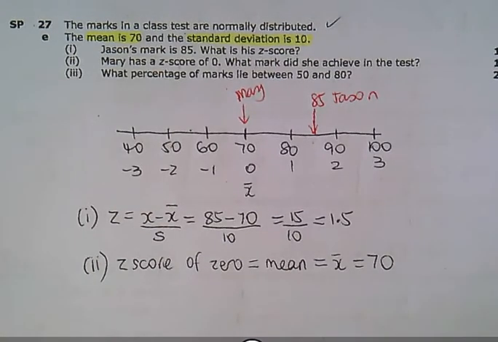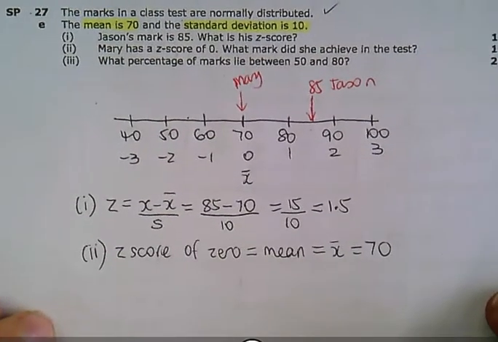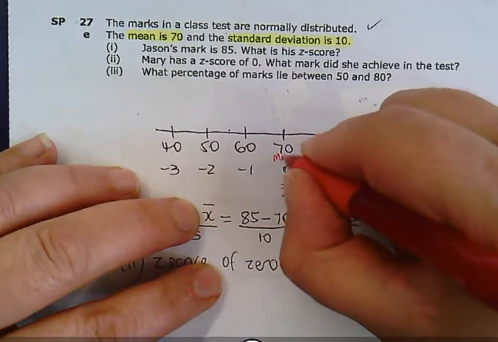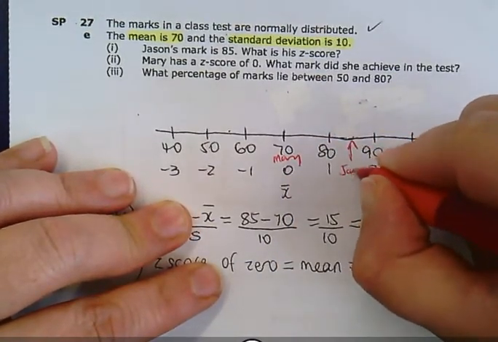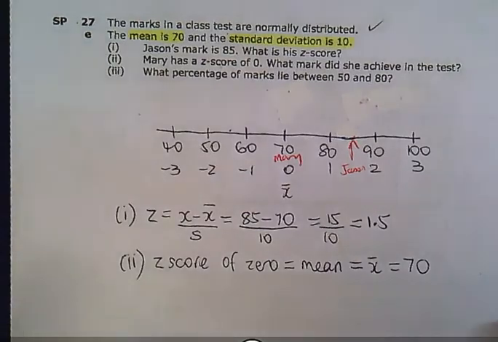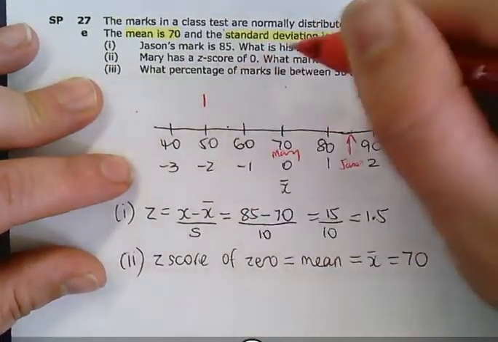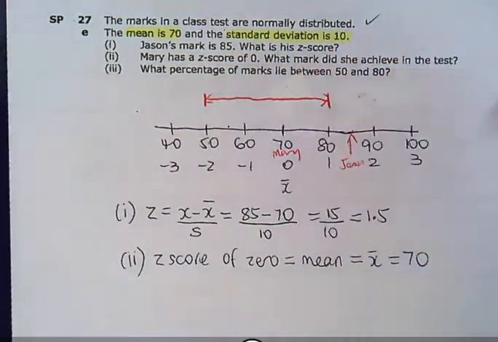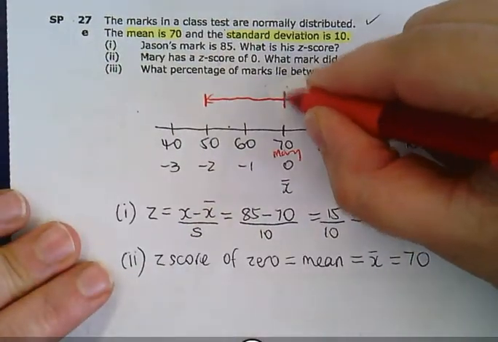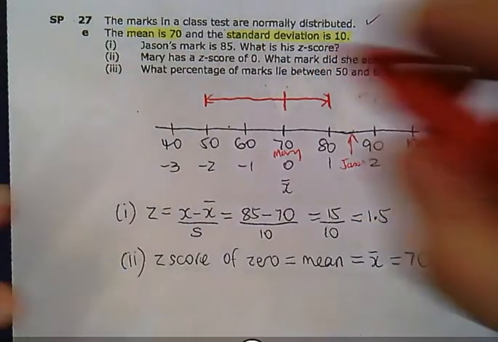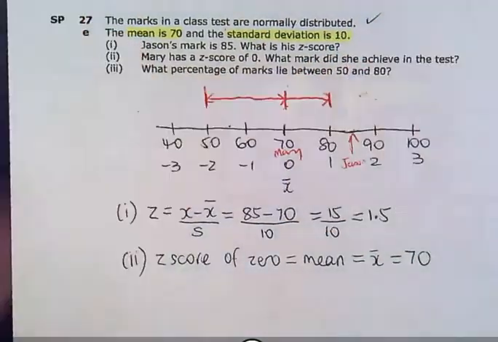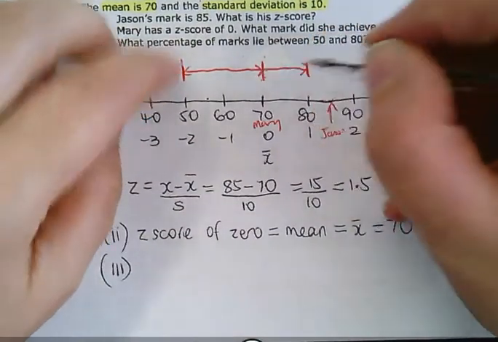Last question. What percentage of marks lie between 50 and 80? Now look where we're going from 50 to 80. Just move Mary and Jason out of the way. Here's Mary, here's Jason. Okay. Now, what percentage of marks are between 50 and 80? Here's 50, there's 80. When it passes through 0, you should break it up. I put a line at 0. Always put a line at 0 when it goes through 0. So I can go from what? -2 to 0 and from 0 to 1. I have to break it up from 0 to -2 and 0 to 1.